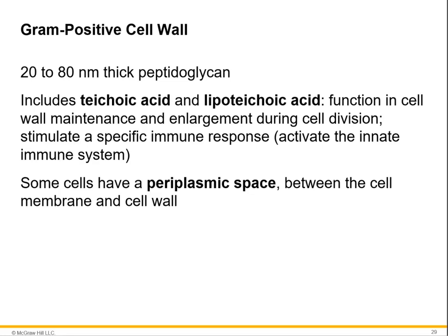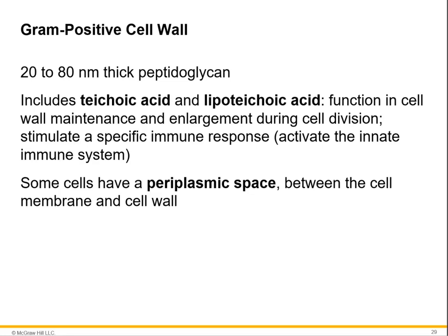Okay, the gram-positive cell wall. Remember, we said the gram-positives have a thicker peptidoglycan cell wall layer than gram-negatives. You can see here 20 to 80 nanometers thick, whereas gram-negative organisms typically have peptidoglycan cell walls that are 5 to 10 nanometers thick. The gram-positive cell wall has teichoic acid and lipoteichoic acid in it. These molecules function in cell wall maintenance, enlargement during cell division, and they stimulate the innate immune system.